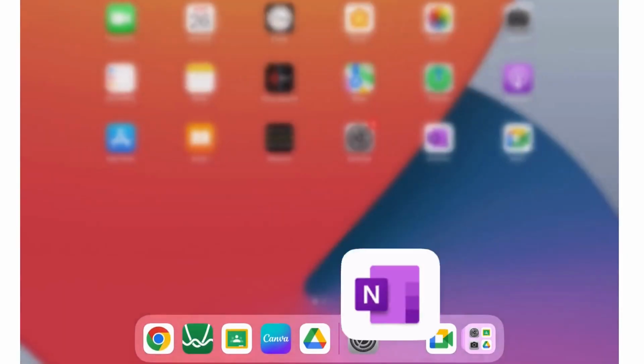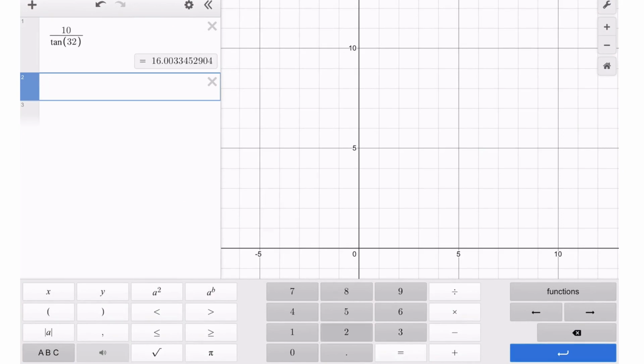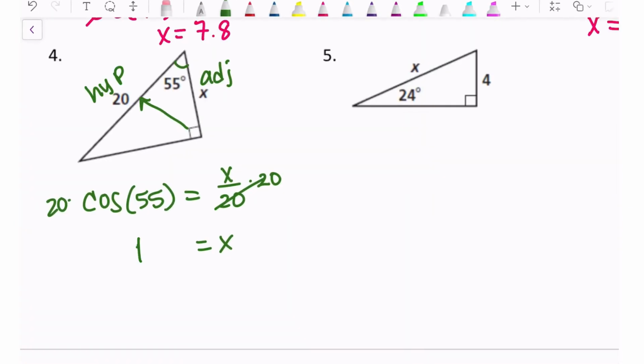So I have 20 cosine 55, and that ends up being 11.5. And this is how to find missing sides of right triangles using trig.